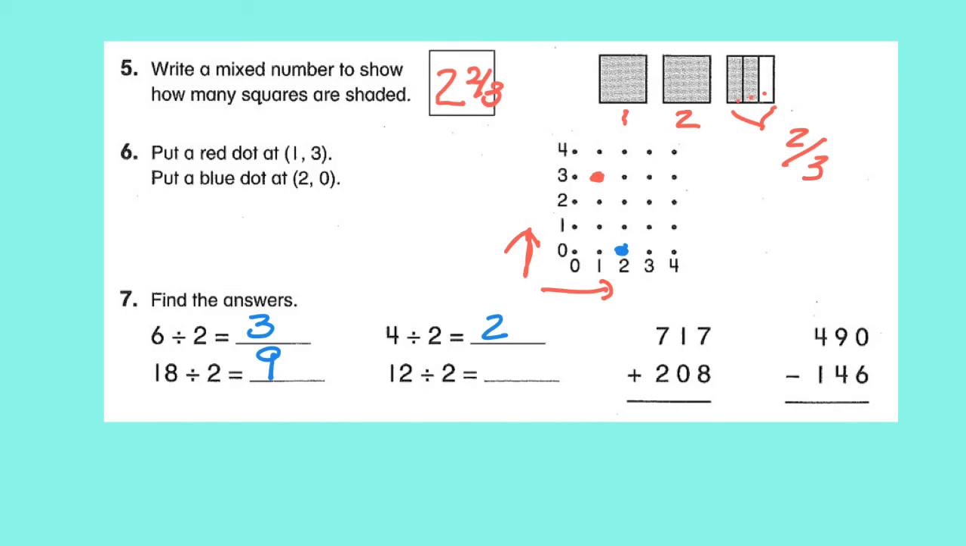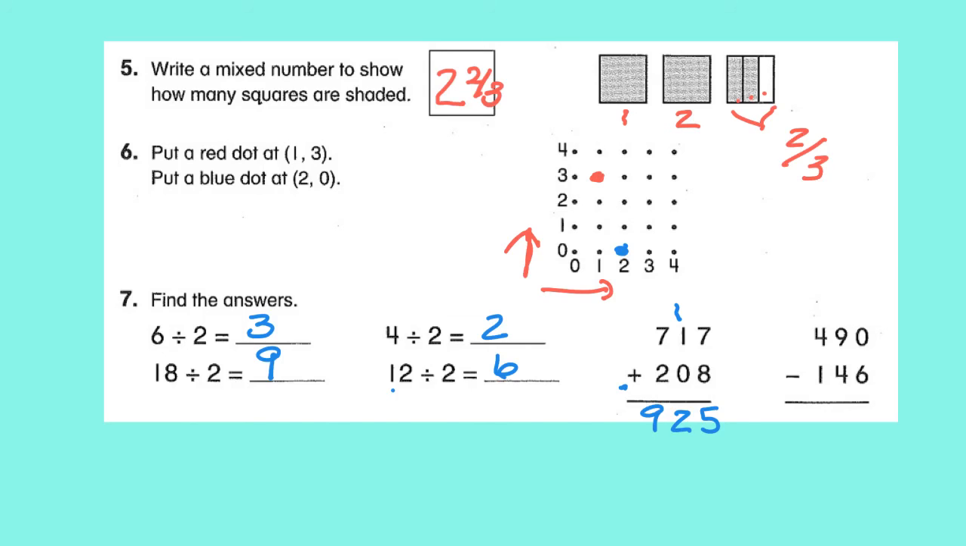12 divided by 2 equals 6. 6 times 2 equals 12. Okay, let's go ahead and do these math problems on the right. 717 plus 208. 7 plus 8 equals 15. Carry our 1. 1 plus 1 is 2. 7 plus 2 equals 9. The answer is 925.